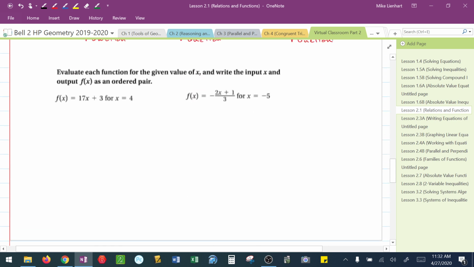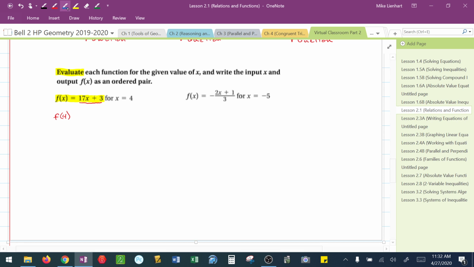Next thing we're going to talk about is evaluating. Now, evaluate means plug and chug. So I'm going to substitute in a particular value and evaluate it. Now, they gave this to me in function notation. The function is f. They're telling me I'm going to use the variable x, and 17x plus 3 is my function. Now, they want me to evaluate it for x is equal to 4. So what they're really asking me to do is to find f of 4.